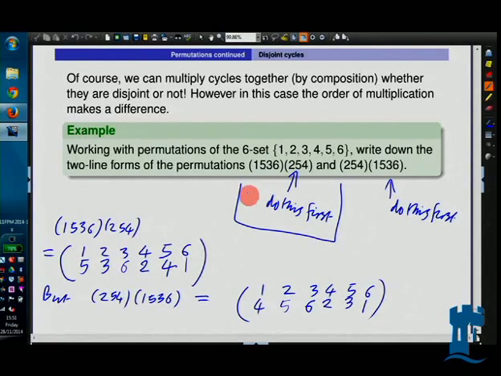Okay, so any questions about multiplying permutations or anything I've done? If not, then we'll start the workshop at 4.